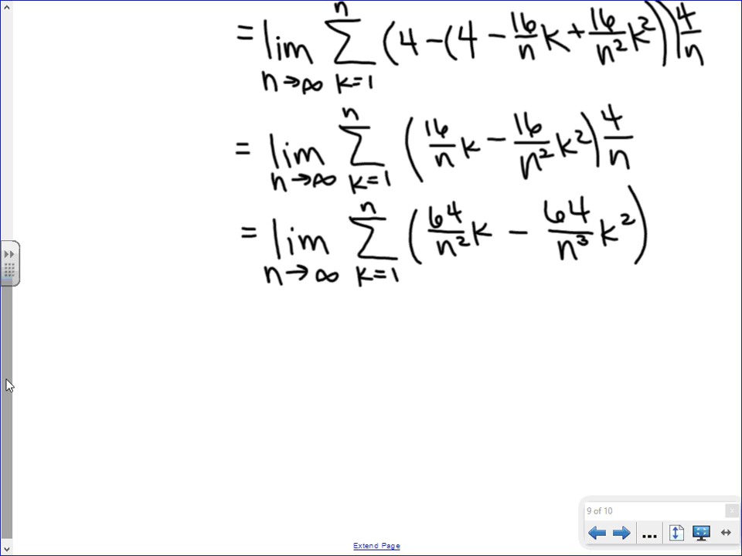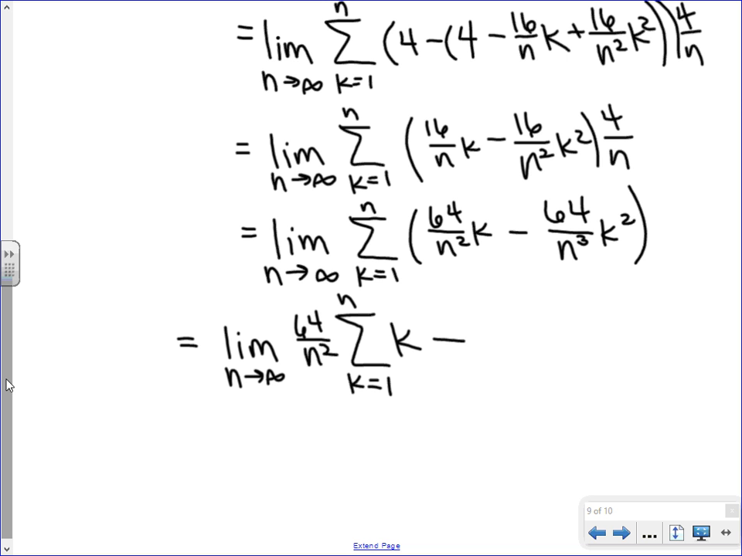You notice how we have the n squared and the k together, and the n cubed and the k squared together. Things are going to work out nicely for those limits that we did earlier. So what I think we should do is break this up into two limits and two summations, like we said was okay to do. First I'm going to write the limit as n goes to infinity. I'm going to take the 64 over n squared and bring it out. And then we have the sum from k to n of k.